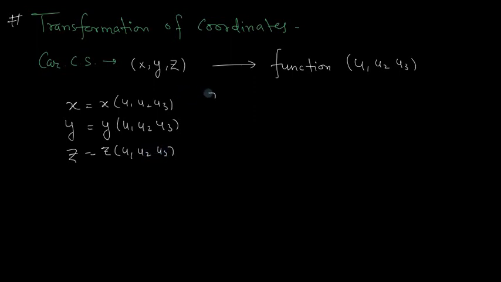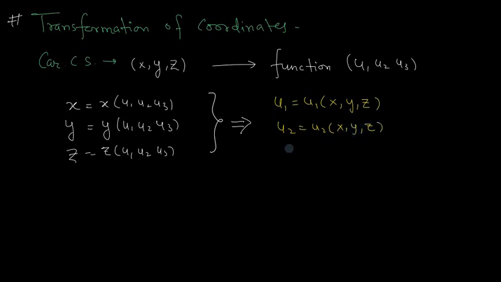In the same way, you can invert these equations and write u1 as a function of x, y, z, u2 as a function of x, y, z, and u3 as a function of x, y, z, as seen in the previous example of Cartesian and polar. Let us call these equations 1 and these equations 2. There is a condition between equations 1 and 2.